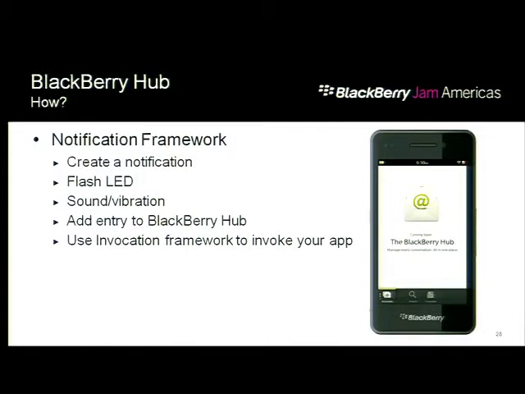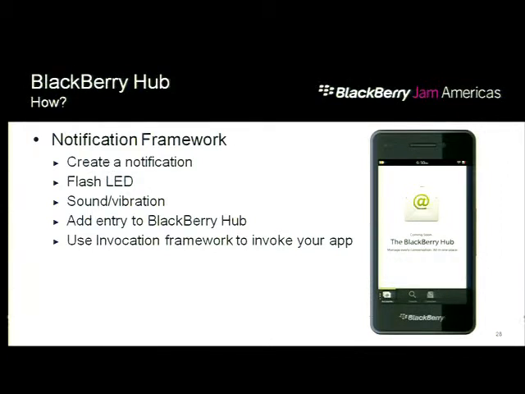You can also add an entry to the BlackBerry Hub. You can specify the title and the body text of this entry. The user will see it. They'll see a little alert icon, and they can tap on it, and it will get removed from the hub, and you can use the invocation framework so it invokes your app with some data, whatever you've put into the notification.